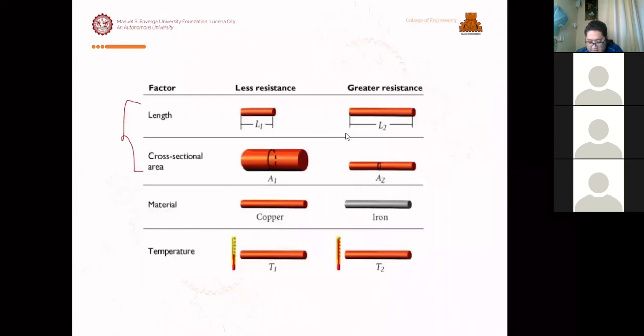And sa material naman, less resistance siya. Maliit ang resistance kapag conductor yung material natin. Let's say copper yung material natin. Okay? Then greater ang resistance kung insulator ang gagamitin natin. Okay? Sa temperature, the lower the temperature, the lower the resistance. And kapag mas mainit yung surrounding, mas mataas yung resistance. Okay?